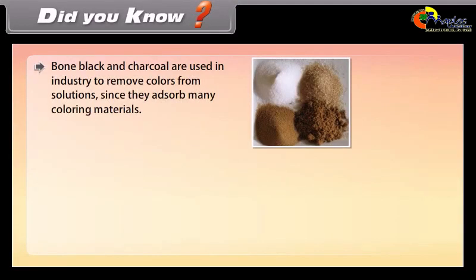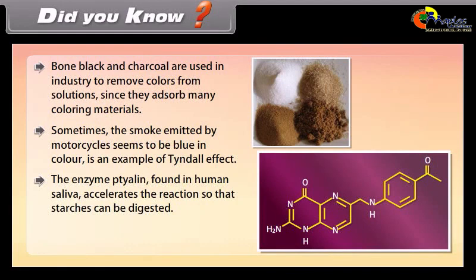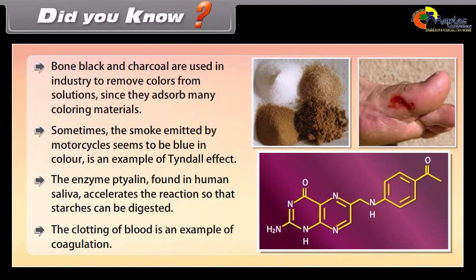Did you know? Bone black and charcoal are used in industry to remove colors from solutions since they absorb many coloring materials. Sometimes, the smoke emitted by motorcycles seems to be blue in color, is an example of Tyndall effect. The enzyme tyalin, found in human saliva, accelerates the reaction so that starches can be digested. The clotting of blood is an example of coagulation.